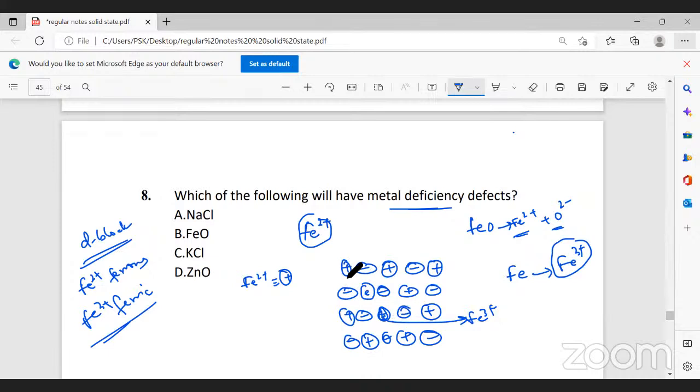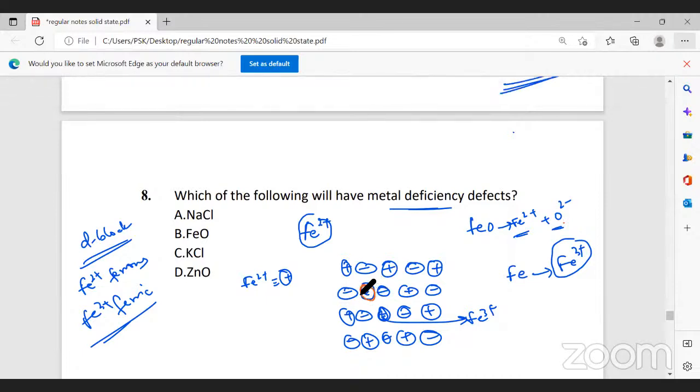Neutral, number of cations is less than number of anions, because from this side the cation is missing. And in that position, what happened? An electron is trapped, or the cation is missing. It can be a vacant site also. In order to balance the charge, this gets Fe3+. All these are Fe2+, and here you get Fe3+. Now the charge is balanced.